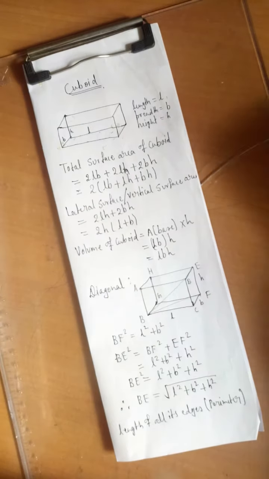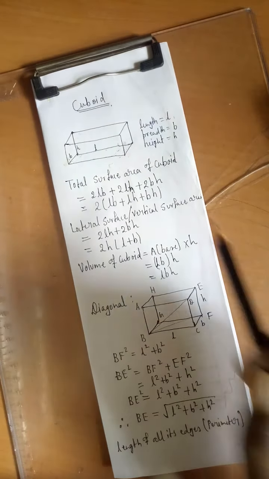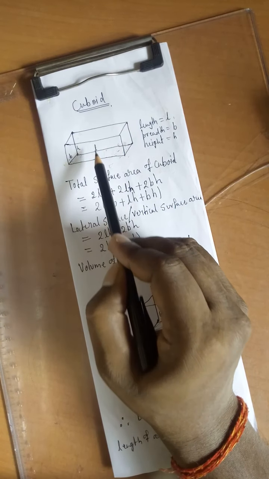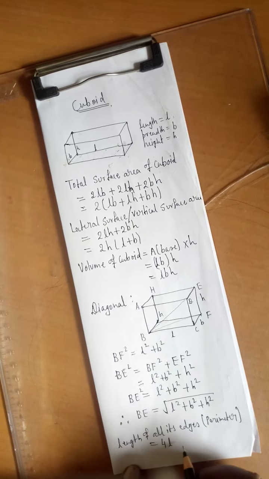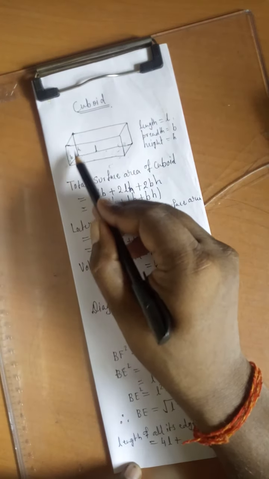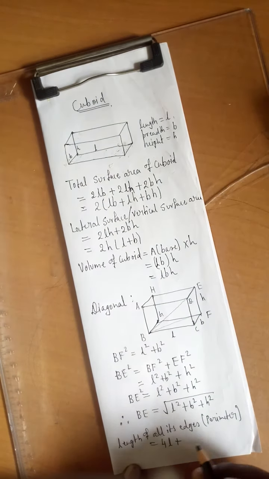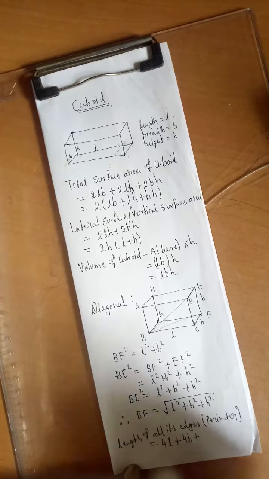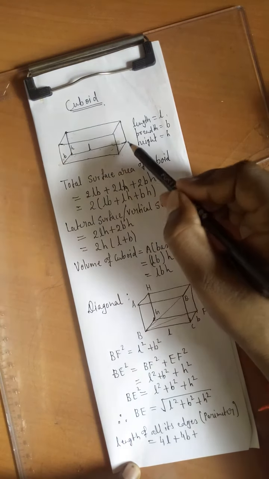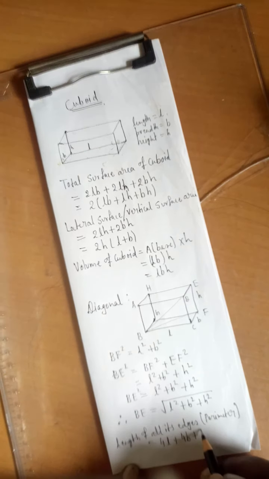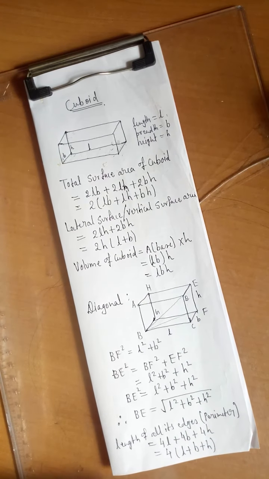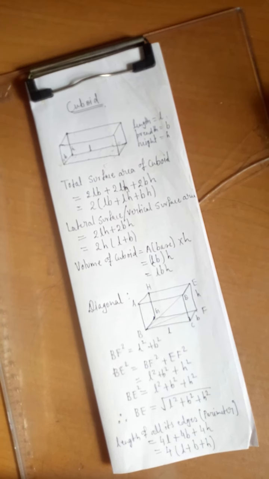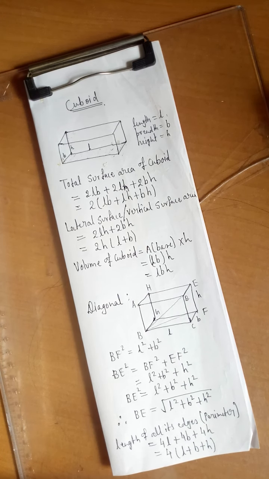So let's quickly make you all understand through this figure. 1L, 2L, 3L, 4L. So the length of all its edges will be 4 times L, plus 1 breadth, 2 breadth, 3 breadth, 4 breadth, so 4B, plus height 1, 2, 3 and 4, so 4H. That means if I take 4 common, it is 4 times L plus B plus H, so this will give you the total length of all its edges, or you can say the perimeter of cuboid.